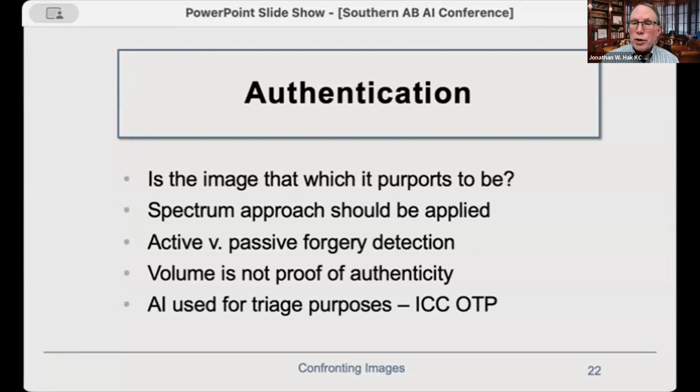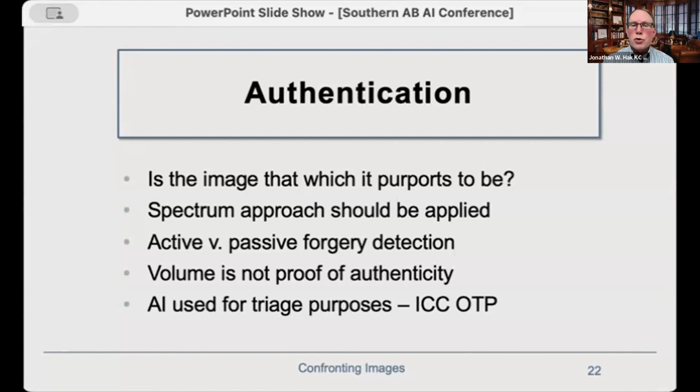AI is used for triage purposes. So the International Criminal Court, I'm here in The Hague in the Netherlands, where the International Criminal Court is located. The Office of the Prosecutor has a portal called OTP Link, Office of the Prosecutor Link. It is a worldwide portal where anyone in the world can submit images to the portal on current conflicts. So obviously most of them are coming from Israel and Gaza and Ukraine. And at present, it gets about 25,000 submissions a month.